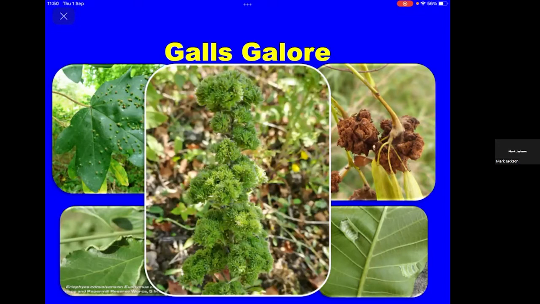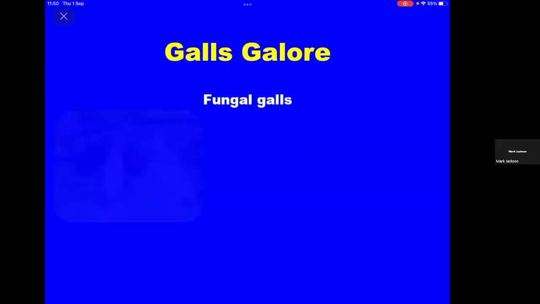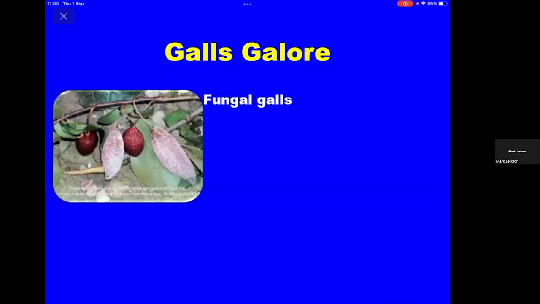Some fungal galls, just to give you some examples. That is Taphrina pruni on prunus, sometimes called pocket plum. So you can see there's two fairly normal ones there, and two greatly elongated and lightly coloured structures, and those are infested fruits on prunus.